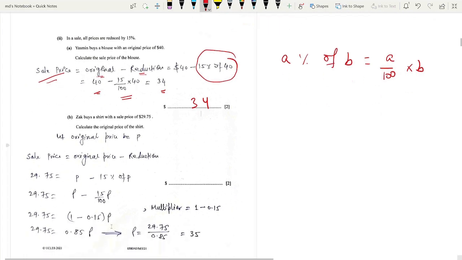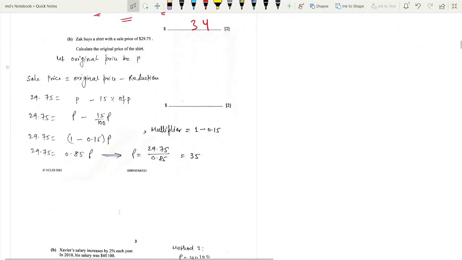Now B part is: Zach buys a shirt with sale price $29.75, and calculate the original price of the shirt. So original price I have considered as P. You know, in maths we can consider a letter if we don't know a particular value. So let the original price of the shirt be P, and sale price will be original price minus reduction again, because the price was reduced. So sale price this time is given, right? Sale price is given 29.75, which I will put here instead of sale price. Original price we had considered P, so P will be here, minus reduction. What is the reduction? Reduction is 15%, right? Reduction is already given, 15%.